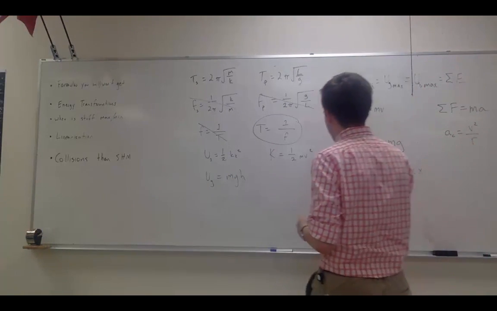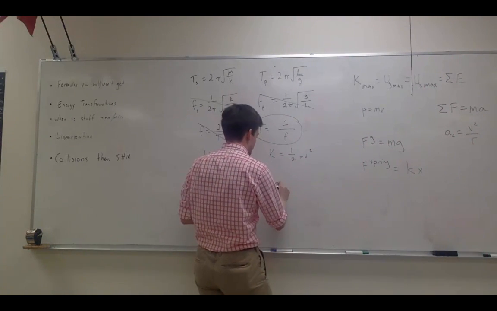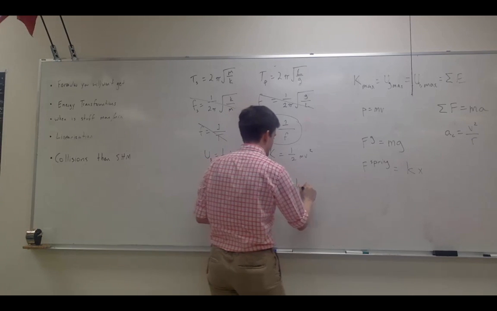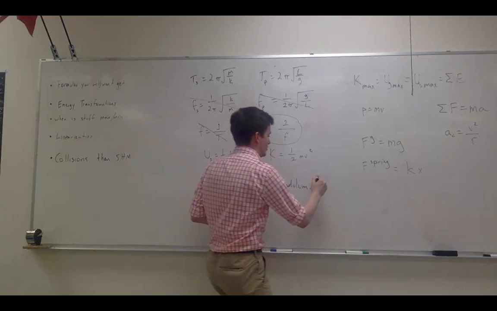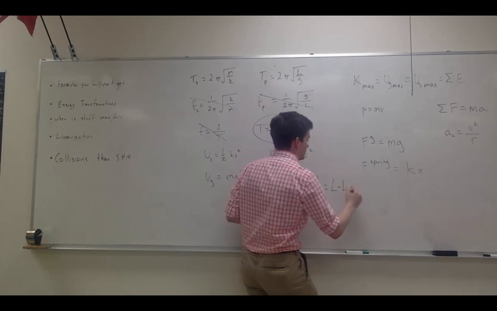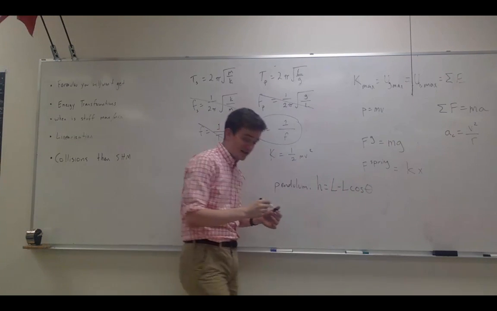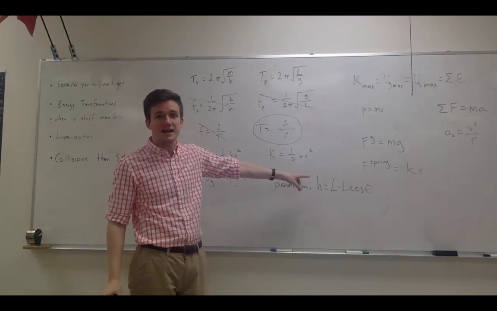Speaking of memorizing, just remember this. For a pendulum, something swinging back and forth, if you have L and you have theta, the height of that pendulum is L minus L cosine theta. Memorize that. You will need it.